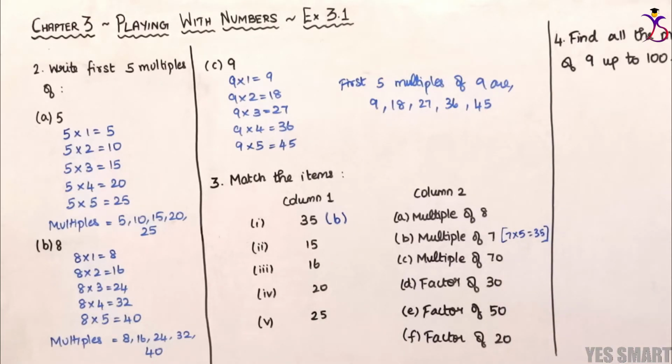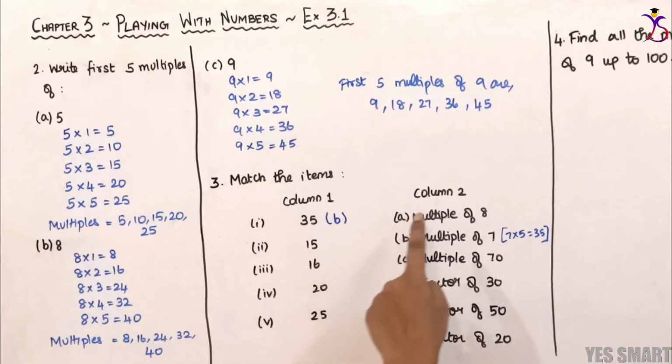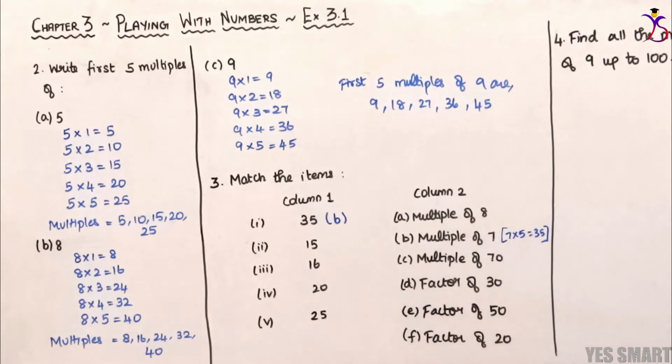Now let's go to the second subdivision, 15. Multiple of 8. 15 is not a multiple of 8 because it is not divisible by 8. In the 8 table, 15 will not come. Moving on to the next option, multiple of 70. A multiple will always be equal to or greater than the given number. Obviously, 70 is a greater number than 15. Therefore, it is not possible.